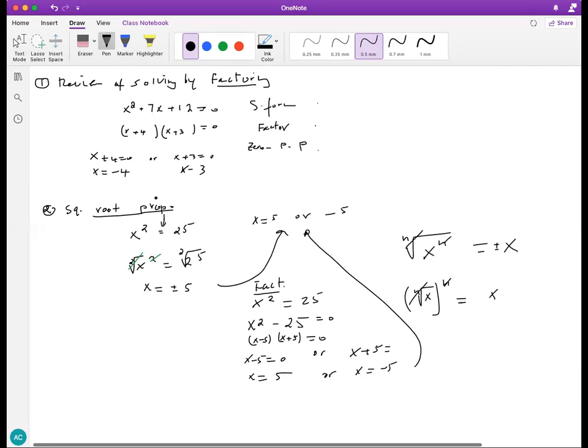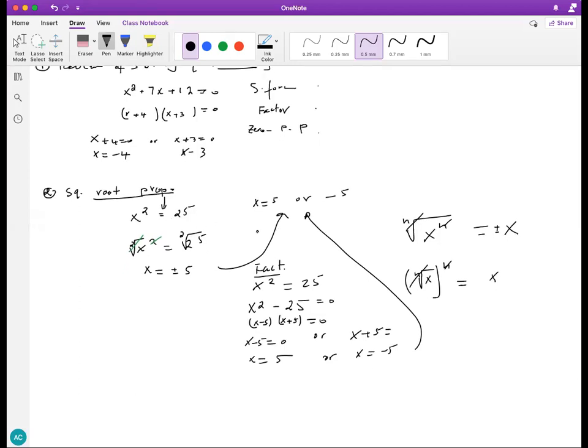So again, the question will tell you which one to use. If it says this, then you have to use this method. If it says by factoring, you have to use this method. And you don't get credit if you use the wrong way or the way that's not defined. Okay, so that's another way.